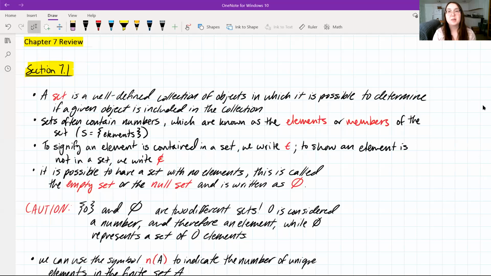7.1 is definitely the largest section in terms of definitions and terminology, so it's really important to know the terminology going forward, because everything we see in Chapter 7 is really going to build on top of section 7.1.